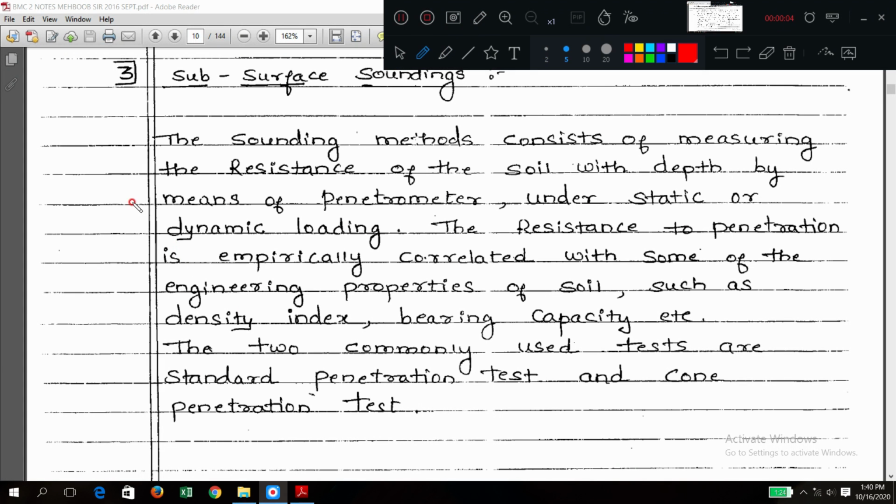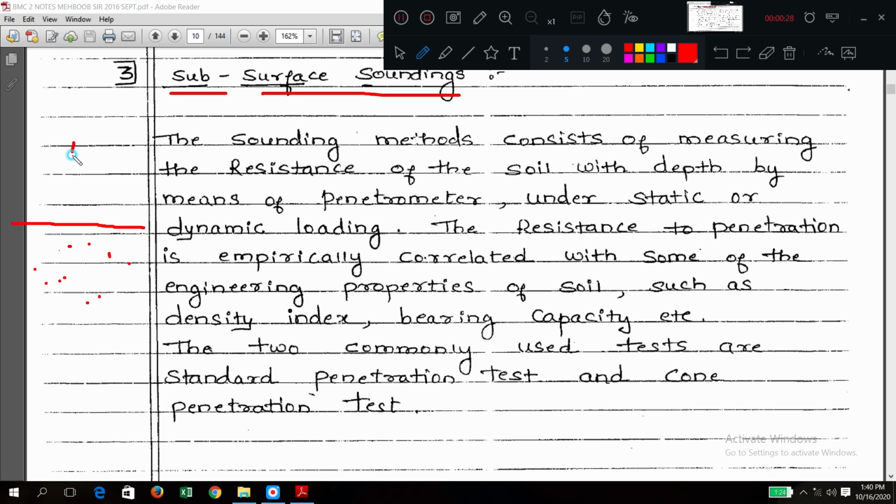Okay, good afternoon, friends. So, we will discuss the next method of site exploration, that is subsurface soundings. In brief, I can explain that. Let us say this is the ground level. Here, the soil is there. So you want to understand the properties of this soil.